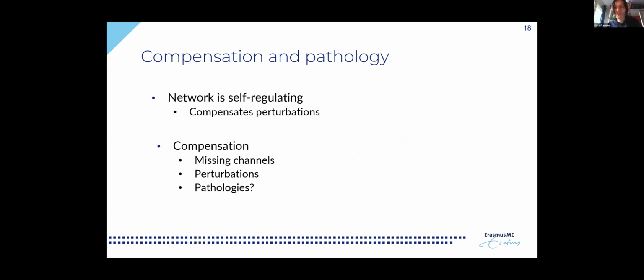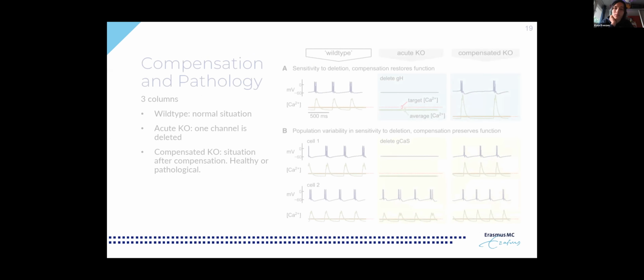Next slide. So let's move on to the final part of our presentation, which is the most interesting to us: compensation and pathology. As we saw before, our networks were self-regulating to small perturbations in hyperpolarizing currents. But what about things like missing channels due to certain diseases or medications, or larger perturbations? So let's take a look at this.